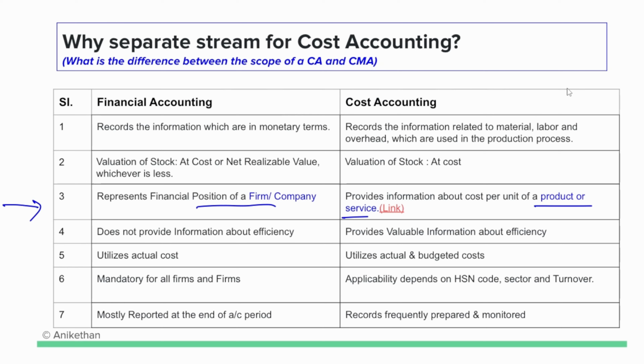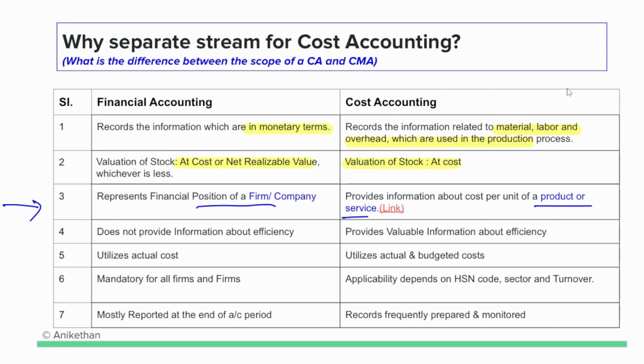Next, in financial accounting, you record everything in terms of money. But in cost accounting, it need not be everything in terms of money. So you will deal with what is the production, what is the man hour, what is the overhead rate, is there a loss, what is the percentage, efficiency. All that need not be only in monetary terms. Third major thing, valuation of stock. Financial accounting says at cost or at NRV. However, in cost accounting, valuation is always at cost.